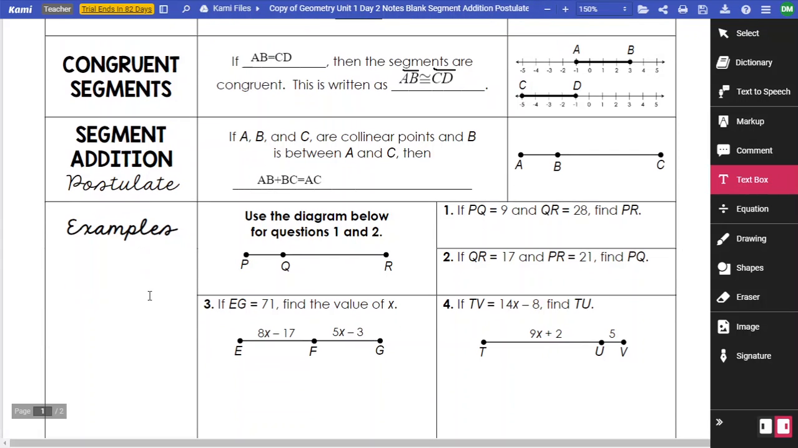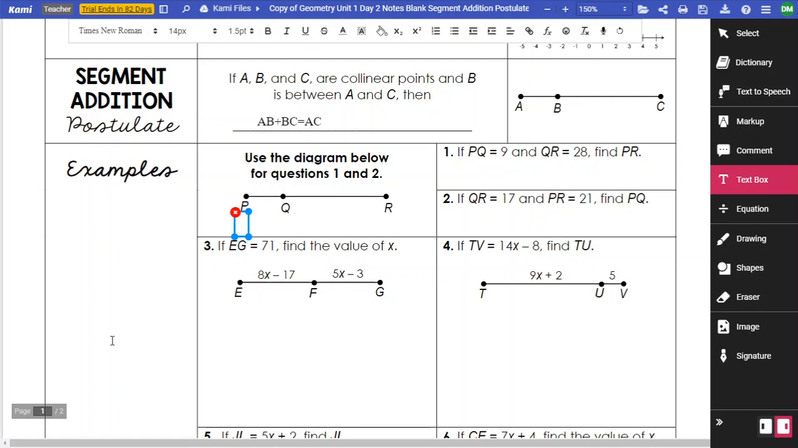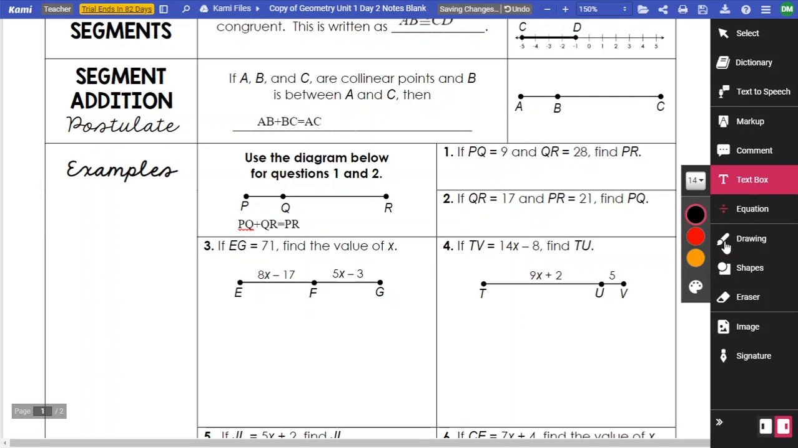So let's do a couple examples here before we move on. We're not going to do everything on the page. I don't want to make the video too long, and I do like to talk a lot, as you can tell. So it says, use this diagram for questions 1 and 2. We've got P and R with Q between them. So we know right off the bat that PQ plus QR is equal to PR. We know that's true anytime we're using this diagram.